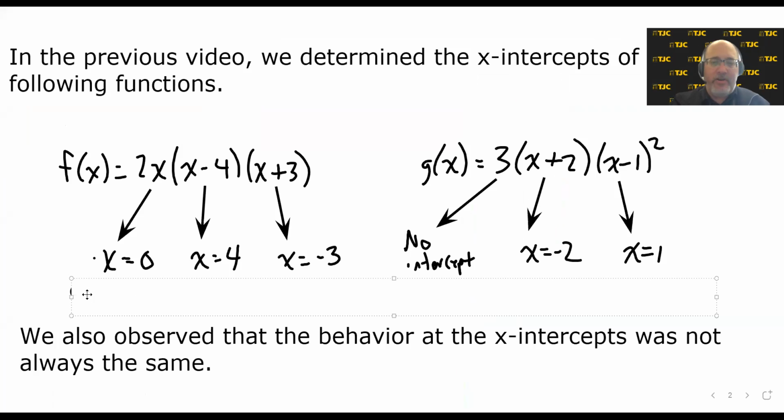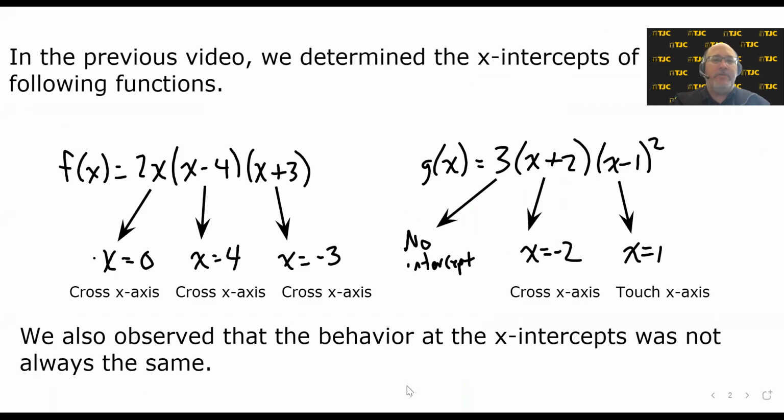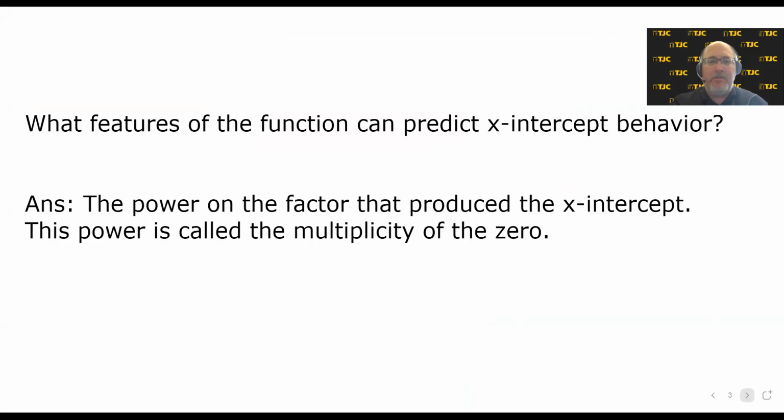So here's the summary of what happened. In the first function, we crossed at every x-intercept. In the second function, we crossed at one and touched at the other. Now, why is that? What features of the function can predict x-intercept behavior?